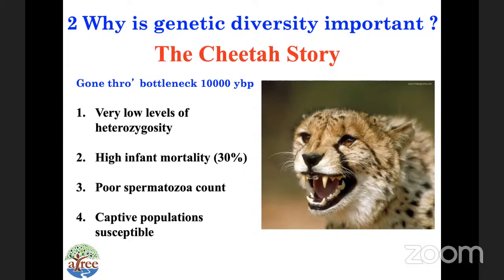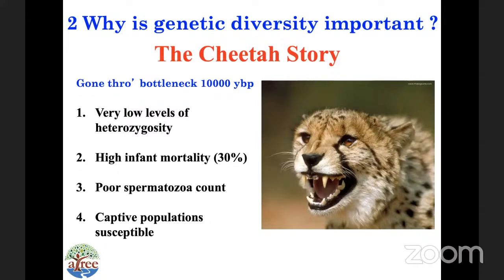Because of this, the population size of the cheetah decreased so much that wherever populations existed, there were very, very few individuals. And because of that, they started interbreeding among themselves. There was close breeding among the remaining individuals. Because of this, what happened? There were low levels of genetic diversity, and heterozygosity is another way of representing genetic diversity. So the genetic diversity was really low.